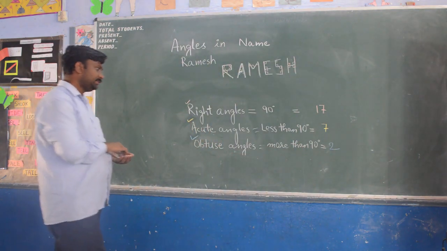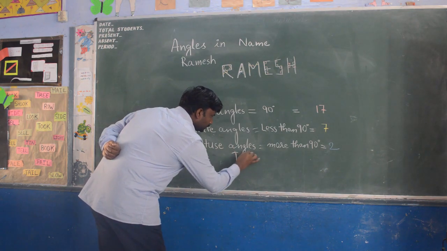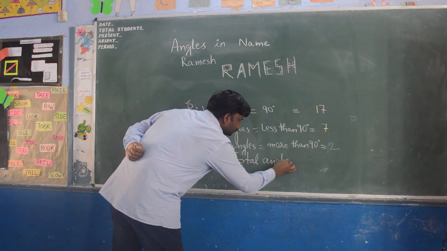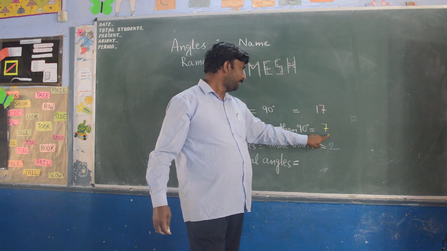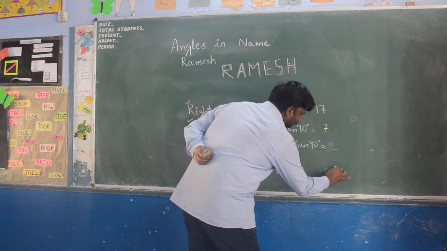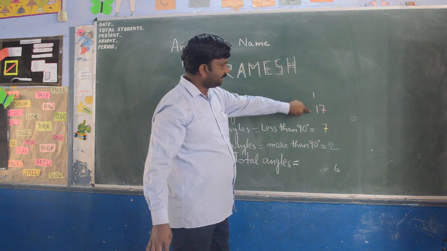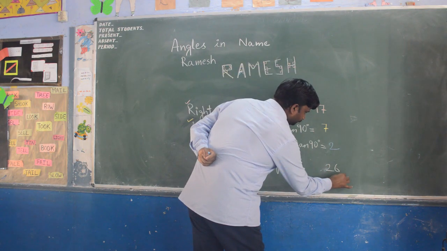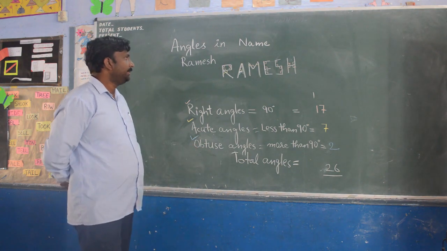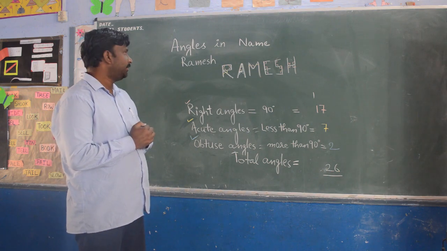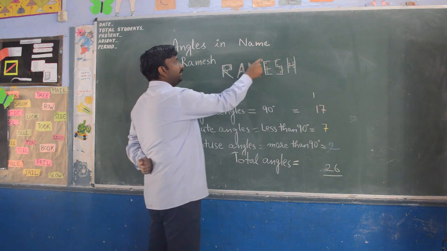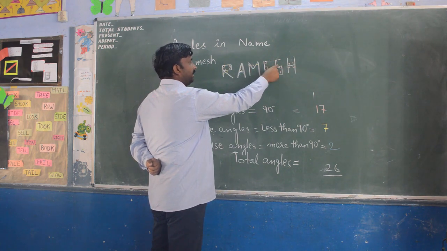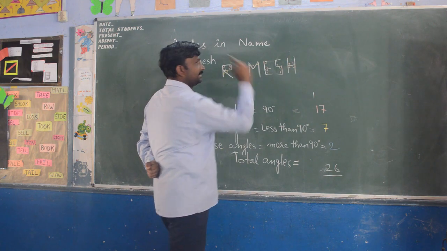So how many total angles are in Ramesh? 26. So Ramesh has 26 angles. You can count it again. How is it 26? 1, 2, 3, 4, 5, 6, 7, 8, 9, 10, 11, 12, 13, 14, 15, 16, 17, 18, 19, 20, 21, 22, 23, 24, 25, 26. So Ramesh has 26 angles.